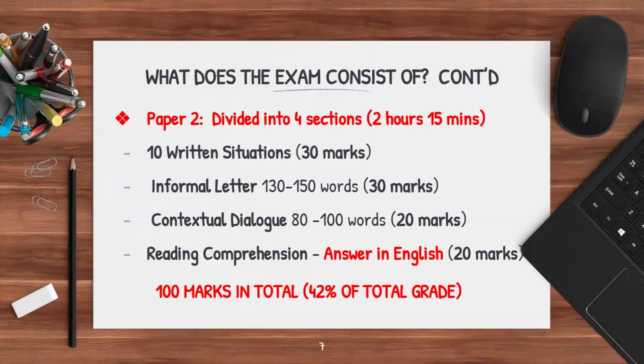Section 4, which is the final section of paper 2, is going to be a reading comprehension. And this is the only section of the exam paper that you have to give responses in English. This is also worth 20 marks. So the total amount of marks from this exam paper is going to be 100 marks, and it will be 42% of your total grade. I hope that is clear. Let us continue.